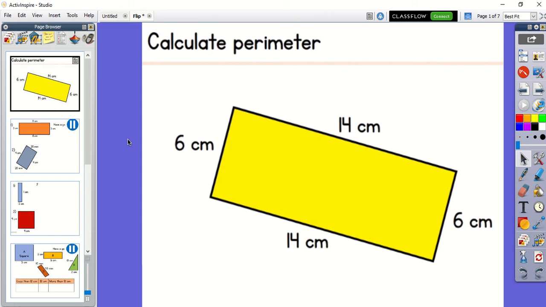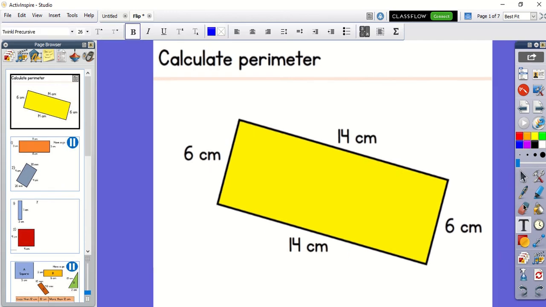So as you can see here, I've got a rectangle with 4 sides. I've got a 6, a 6, a 14 and a 14, and I want to find my perimeter. Now if you remember from yesterday, the perimeter is the combined length of all 4 sides, okay? So to find the answer, I need to do 14, 14, add 6, add 6. And that will give me my answer.